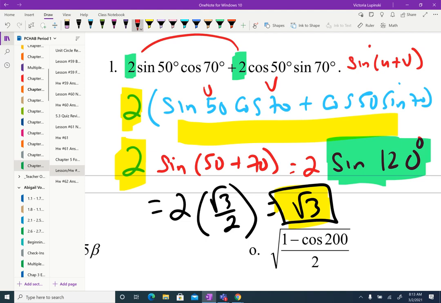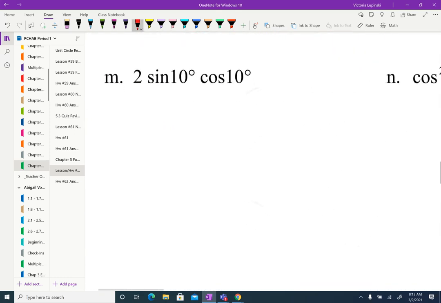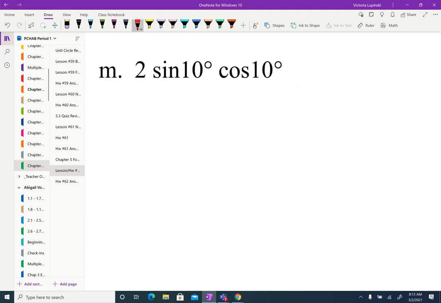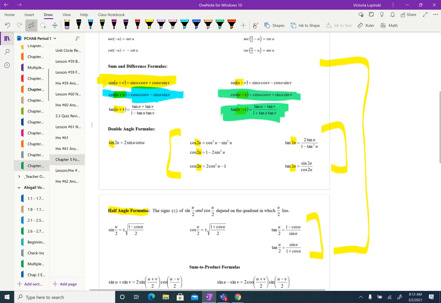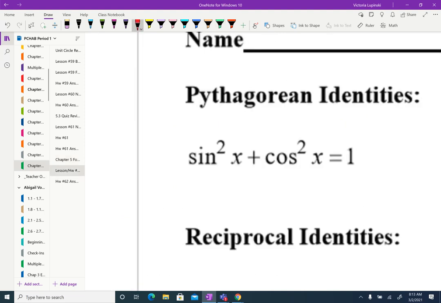So questions on the front side? Okay, take a look at the back side. Take a look at M, 2 sine 10, cos 10. If you go to your formula sheet, you're looking for the one that's 2 sine something, cos something, and hopefully you realize that's this one here. So that's 2 sine u, cos u, which is equal to the sine of 2u. So that is the formula that you're using, the sine of 2u.